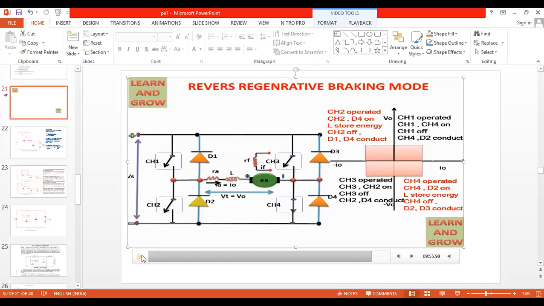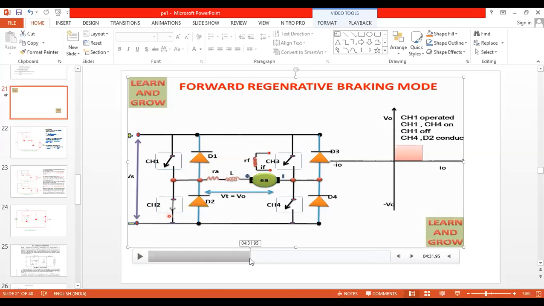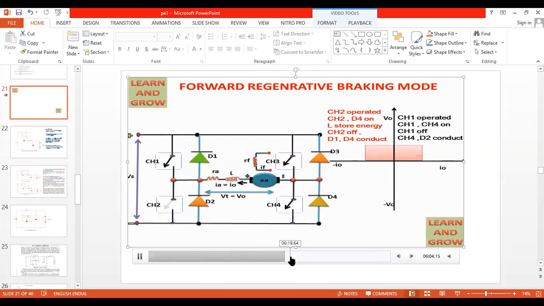So if you see this explanation, we have taken the first part, up to case 1. You may need to draw this circuit several times, because if it comes in the examination, you can show what you know. Okay, 4 quadrant operation of the chopper. So first I'm moving to case 2, from where we continue.